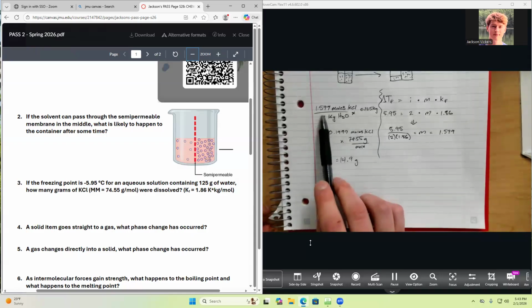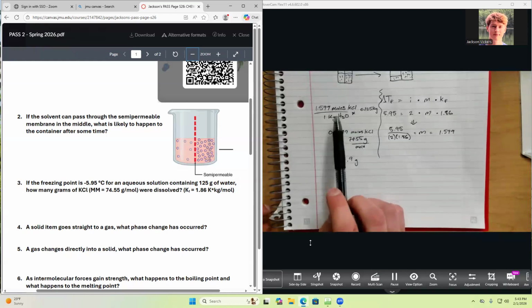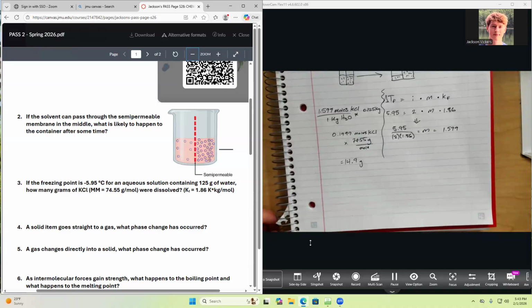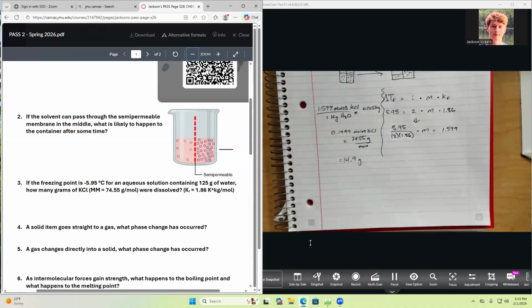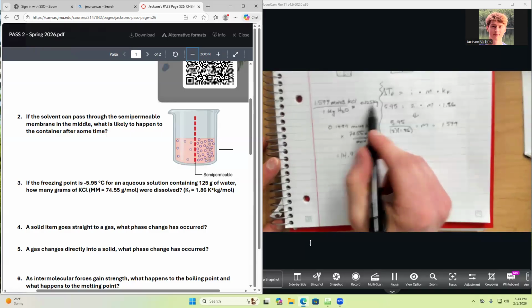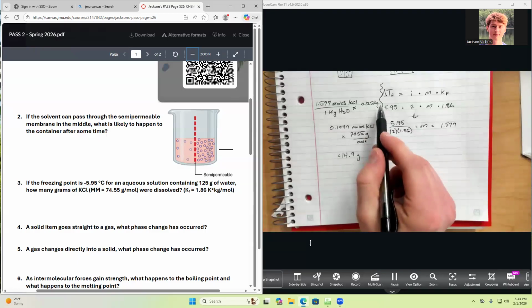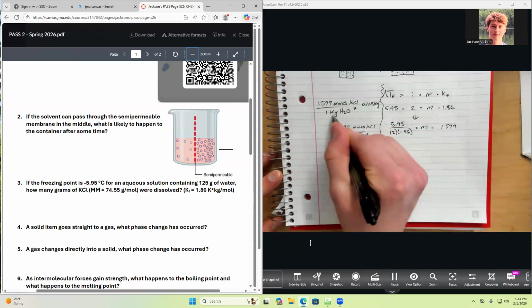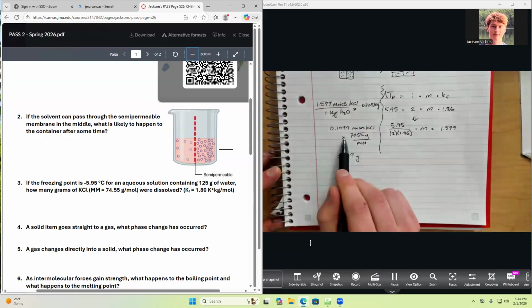So we have this written like 1.599 moles of KCl over 1 kilogram of water. And we're told the exact weight of our water, right? It says 125 grams. So if we want to get moles by itself, get rid of the denominator, we can multiply by the kilograms of our water. Does that part make sense? We can cancel out kilograms here and be left with only the moles of our KCl.